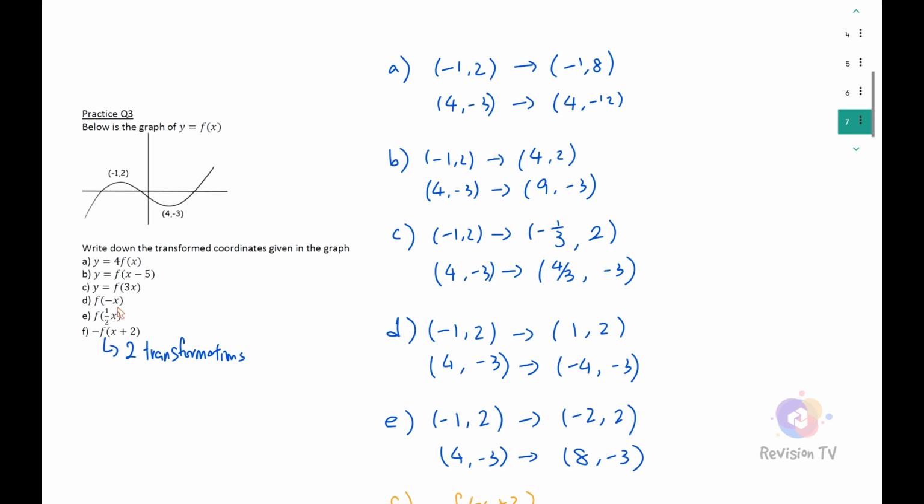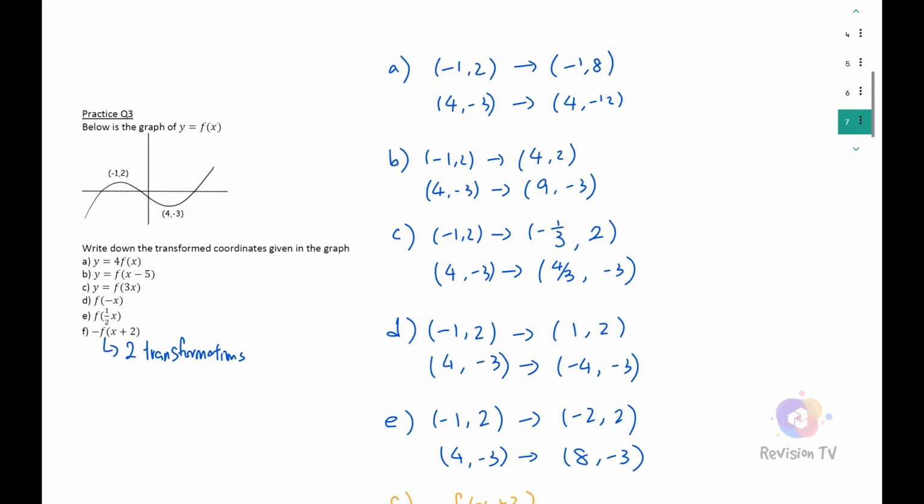D, minus x. So negative inside brackets means reflection, but affecting the x coordinates. So reflecting in the y-axis, the x coordinates change, minus 1 to 1, 4 to minus 4. E, f of a half x. A half inside bracket means a stretch again horizontally, but this time by 2. So you multiply all the x coordinates by 2. Minus 1 becomes minus 2.